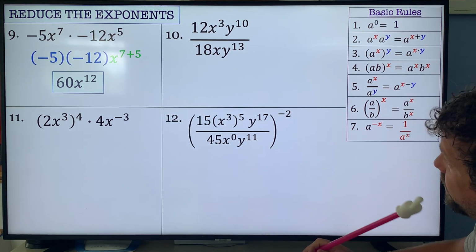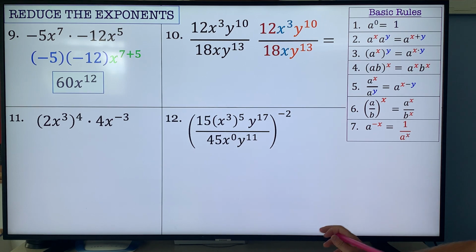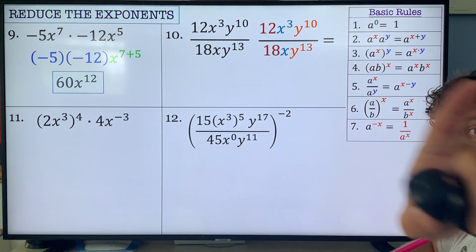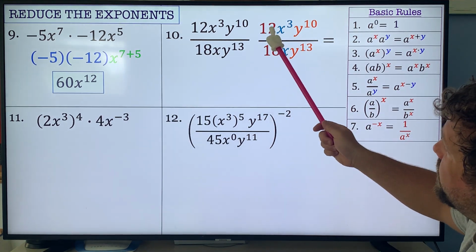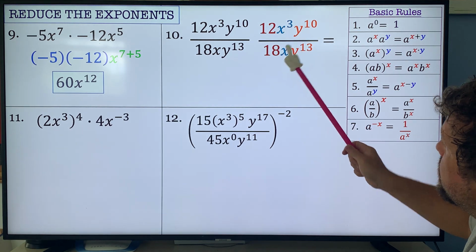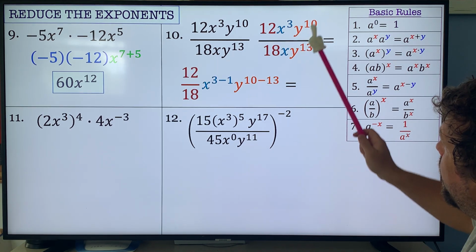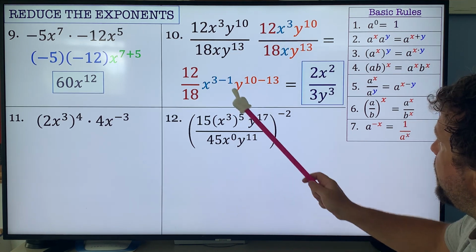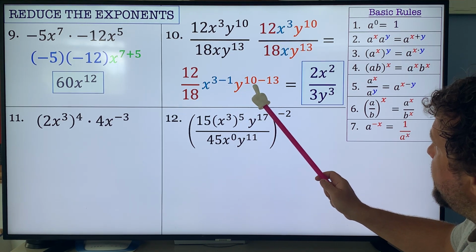We're going to have to reduce some stuff here. So match up the things that you're going to reduce. 12 over 18, what number goes into both of those? 6. So 12 divided by 6 is 2. 18 divided by 6 is 3. 3 minus 1 and 10 minus 13. So that reduces to 2/3, x squared, y to the negative 3.